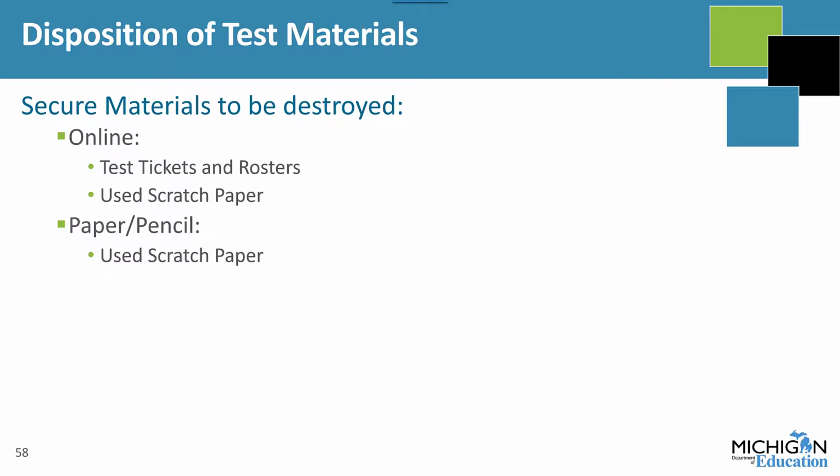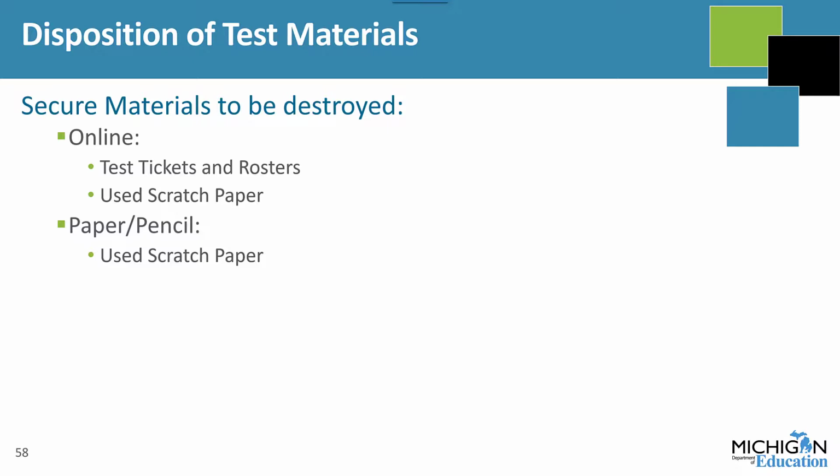Some secure materials must be destroyed after testing. There are secure materials that need to be securely destroyed for both online and paper pencil testing. In online testing, examples of secure materials include test tickets and rosters, and all scratch paper and graph paper used. These materials must be securely destroyed after the test administration. For paper pencil testing, examples of secure materials include all used scratch paper that must be securely destroyed.